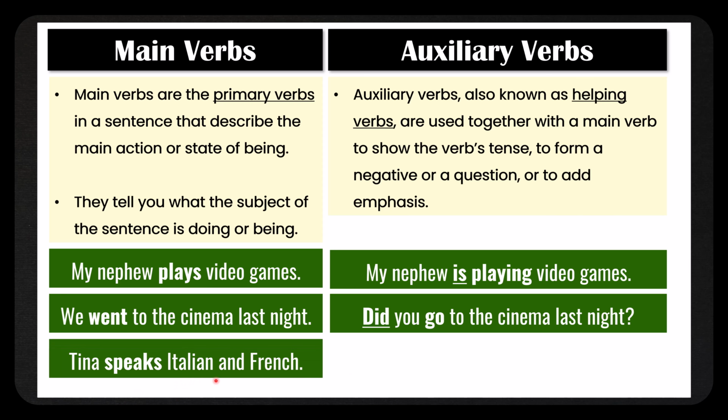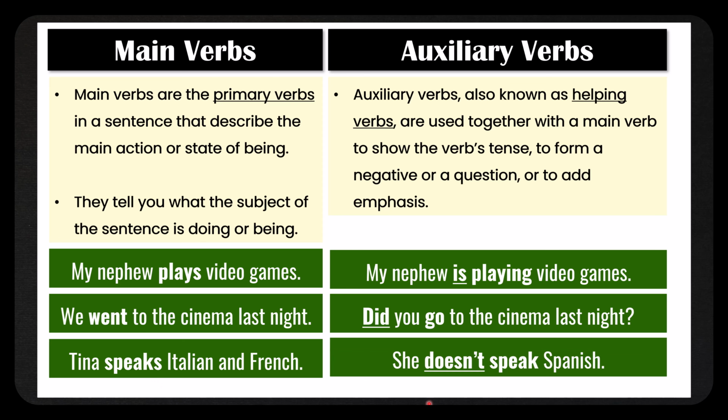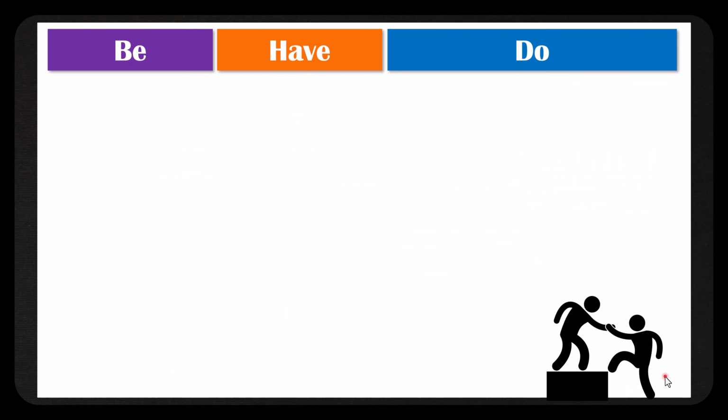Tina speaks Italian and French. We have the main verb speaks. She doesn't speak Spanish. In this sentence, we have the main verb speak, but in order to make it negative, we have the auxiliary doesn't, does not. So now let's take a look at the primary auxiliary verbs. We have be, have, and do. And all of these verbs can be main verbs, but also auxiliary verbs.